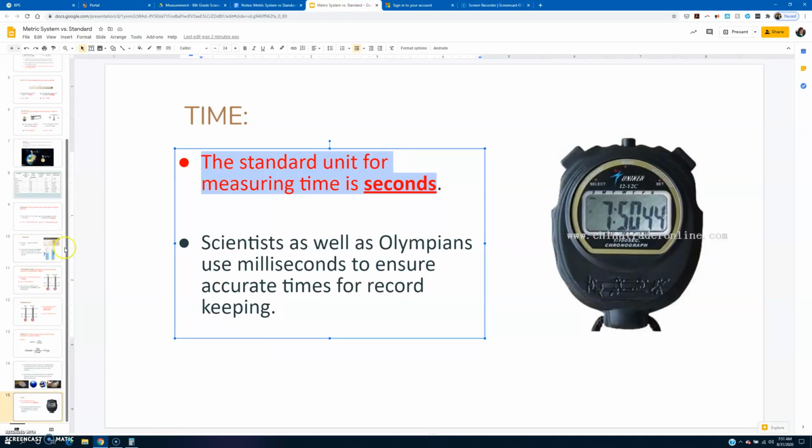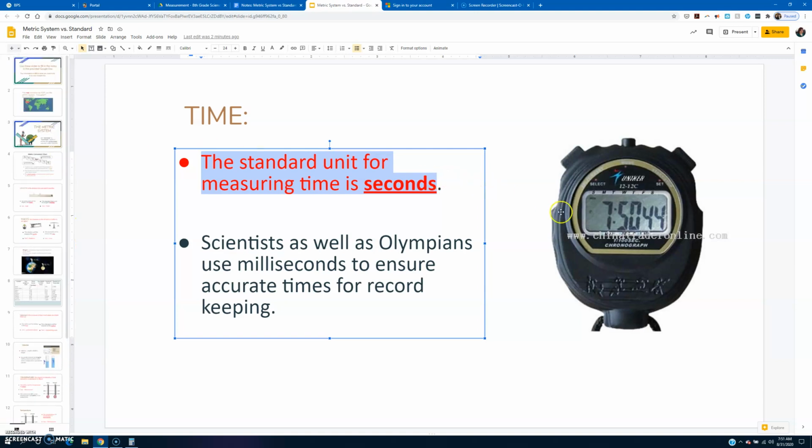So that's the measurement lesson. I want you to think about any questions that you have, and please let me know.